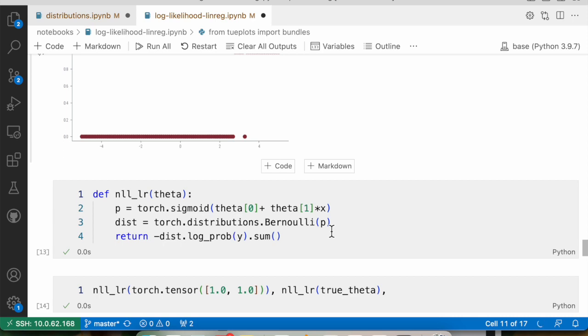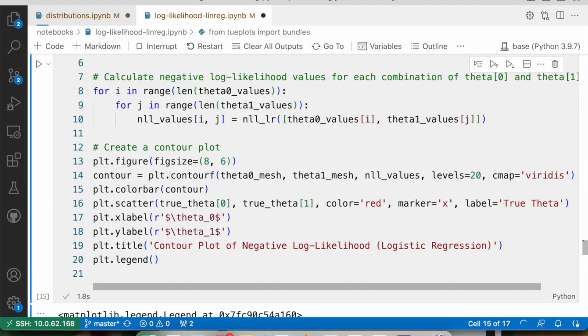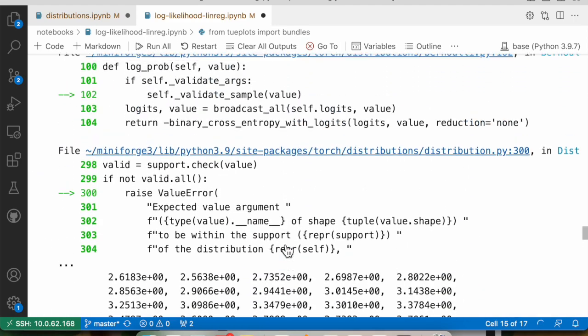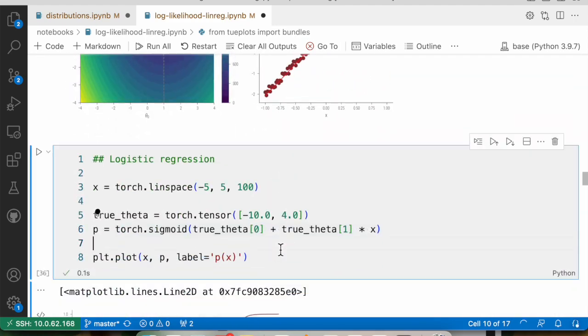The last line is always the same: minus this dot log prob of y dot sum, irrespective of what we had written. So nowhere did I have to write the sophisticated cross entropy loss, but it naturally comes as a consequence of trying to minimize the negative log likelihood. Right? So if I again do some sanity checks over this, okay, I need to run the code again.